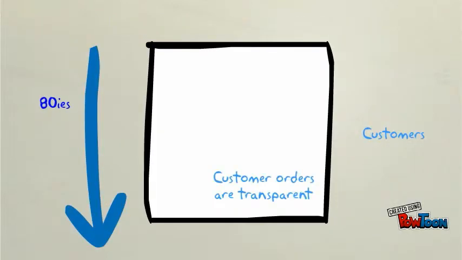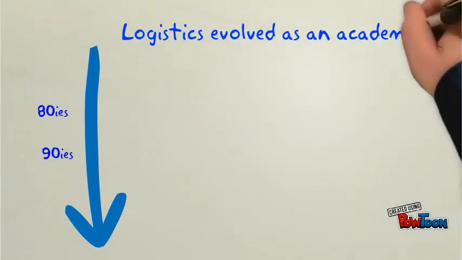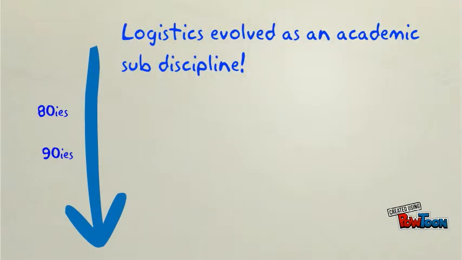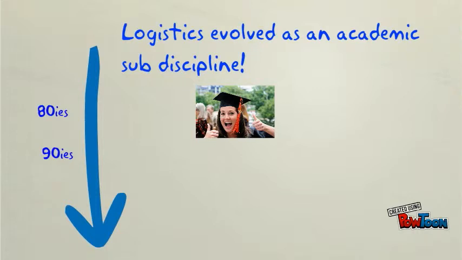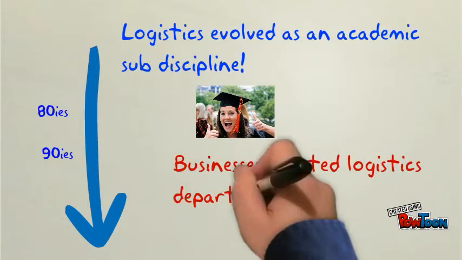Since the 80s, it is possible to reduce storage costs of materials by procuring and producing for real customer orders just in time. Logistics evolved as an academic subdiscipline, and business started integrating procurement logistics, production planning, and distribution logistics in their organizational structures by creating logistics departments.